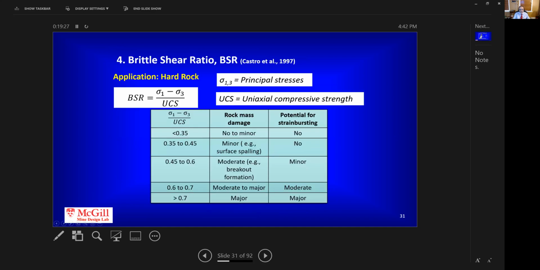A very popular criterion in hard rock is the brittle shear ratio, or BSR. Essentially, it is the maximum shear stress divided by the uniaxial compressive strength. And this has been published and cited numerous times. If this ratio is greater than 0.7, then the rock mass is considered to be burstable, and there is potential for rock mass damage and strain burst.